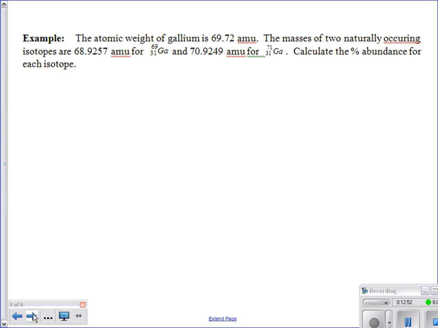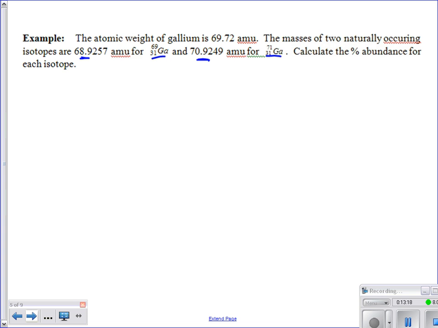All right, we've got another one here. Now in this case, it's a little bit different. We're told that the atomic weight of gallium is given to us as 69.72. The masses of 2 naturally occurring isotopes are given to us, and it's gallium-69 and gallium-71. Remember, the masses are slightly less than that. And we want to determine the percent abundance for each isotope.